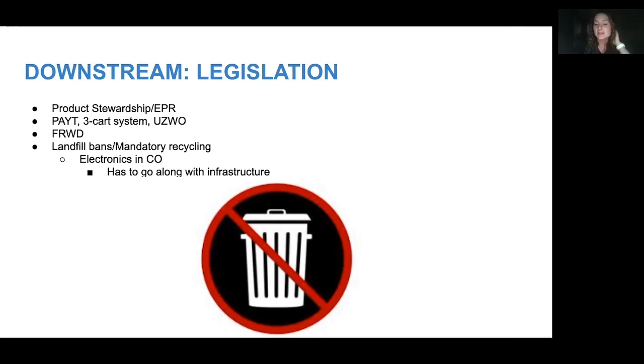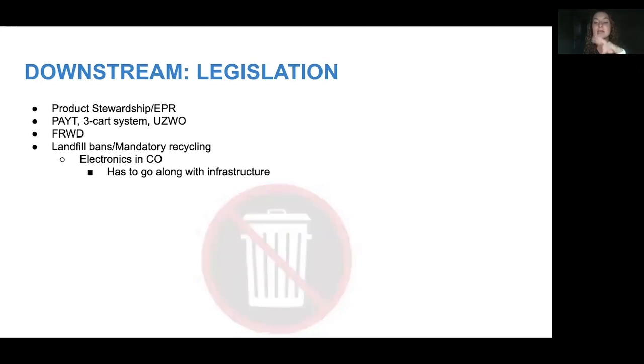So lastly, on a state level, we have landfill bans and mandatory recycling laws. Landfill bans mean that you cannot landfill a certain item.